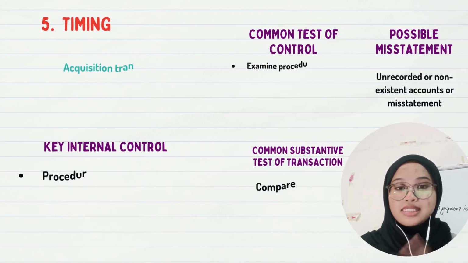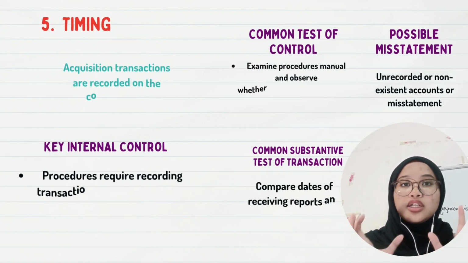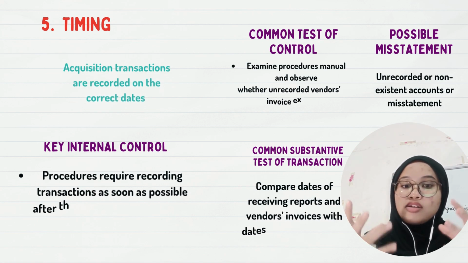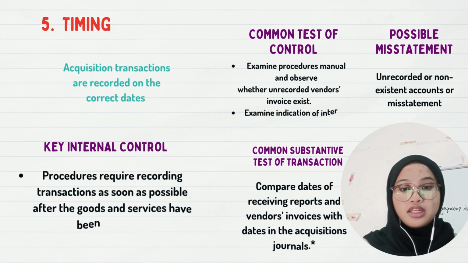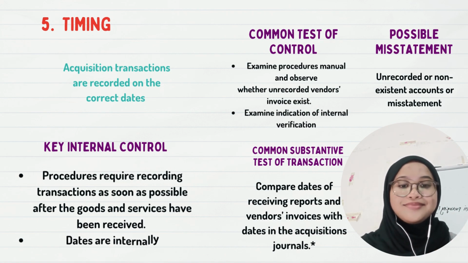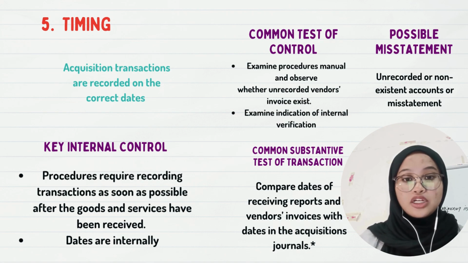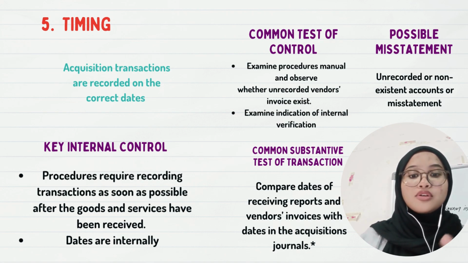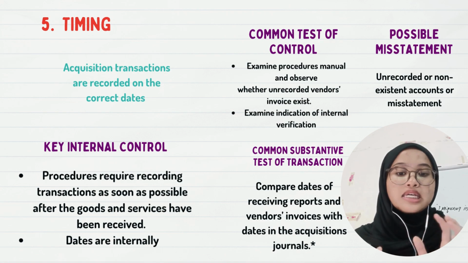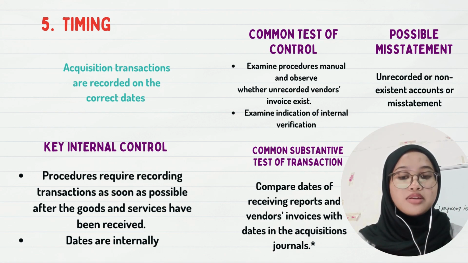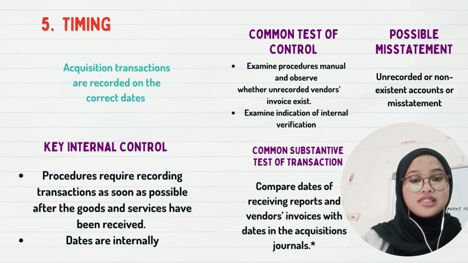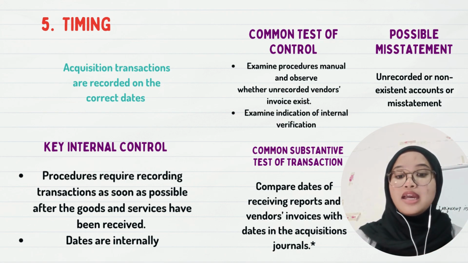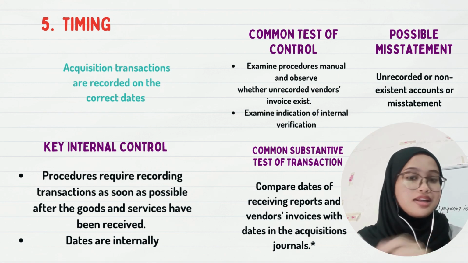The fifth one is timing. So the transaction related is acquisition transactions are recorded on the correct dates. So the key internal control for this is procedures require recording transactions as soon as possible after the goods and services have been received, and dates are internally verified.